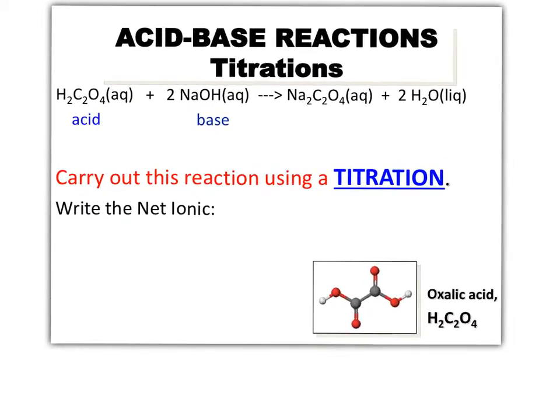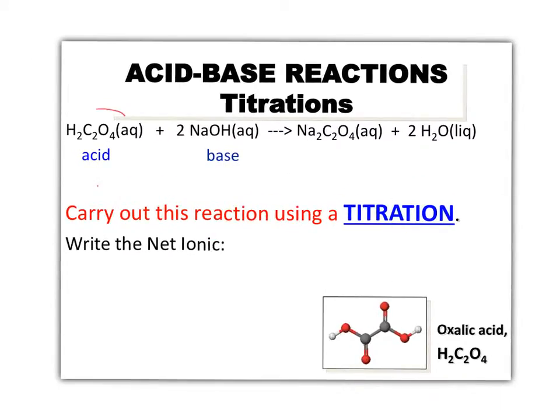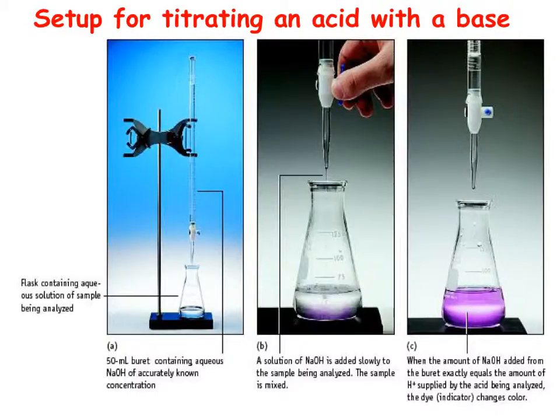Basically, they took this acid. Everybody know what acid this is by name? Oxalic acid. And they mixed it with a strong base. They're going to try to determine what one of these concentrations is if we don't know them. So this is what a titration is. Does anybody know what the name of that big long tube is? It's called a burette. It's right down here at the very bottom. It's a big, huge, long tube.